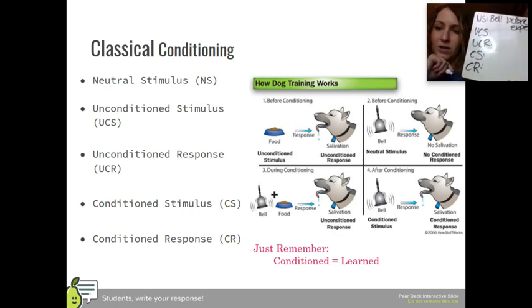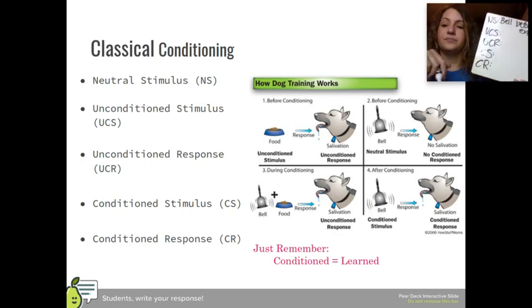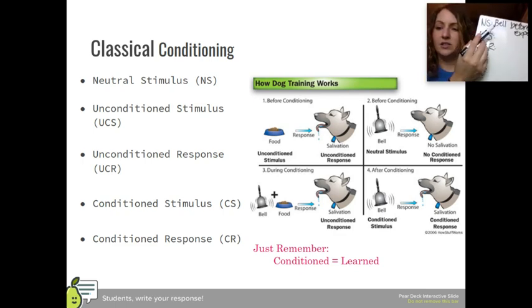So if we're talking about Ivan Pavlov and his dog, remember how he rang the bell before the meat powder? So the bell is the neutral stimulus before the experiment. The bell didn't do anything. Unconditioned stimulus, unconditioned response. Let's do those two first.